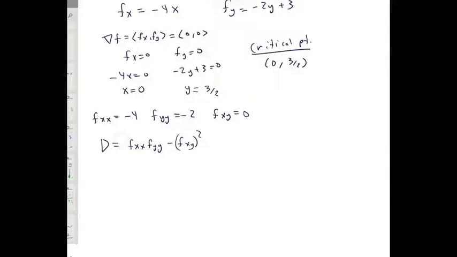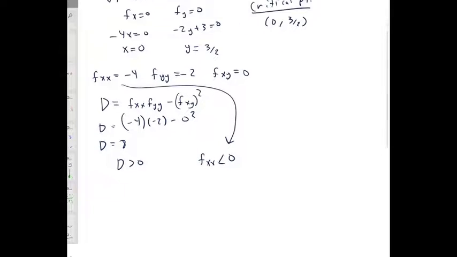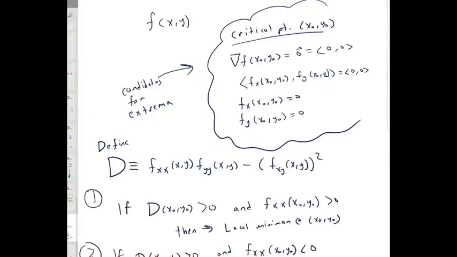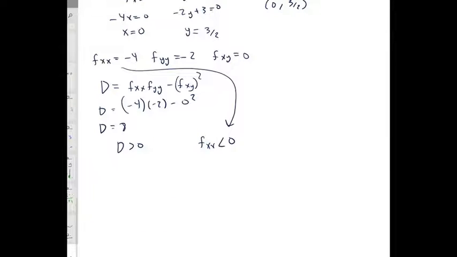negative 4 times negative 2 minus 0 squared. So D is going to be 8. So D is greater than 0, and check that f sub xx is less than 0. If you go back to our list here, you have D greater than 0 and f sub xx less than 0. So we have a local maximum at 0 and 3 halves.